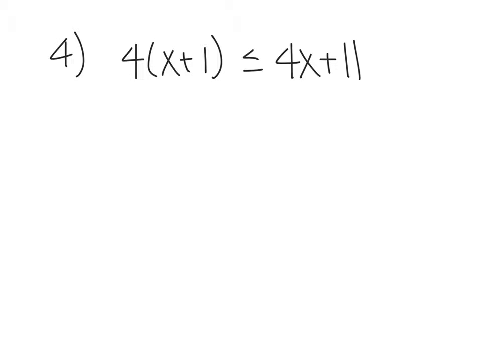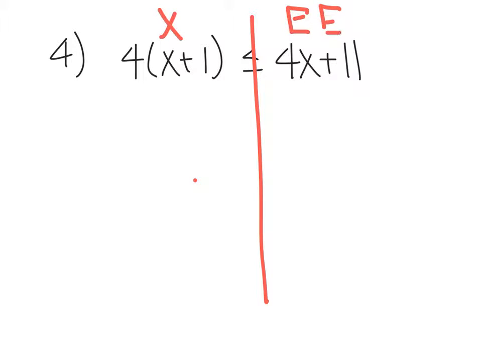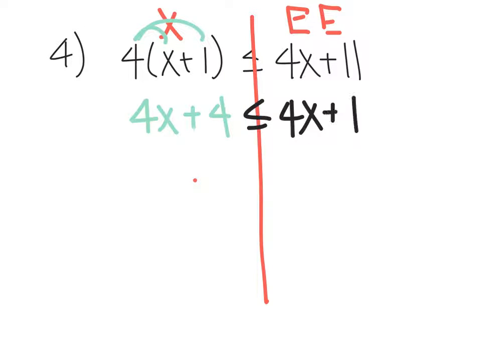Number 4, I have 4 times x plus 1 is less than or equal to 4x plus 11. So I'm going to go ahead and draw my line, label my sides. So x is on the left, everything else on the right. And on the left side, I do need to distribute. 4 times x is 4x. 4 times 1 is 4. And then on the right side, I still have less than or equal to 4x plus 11.